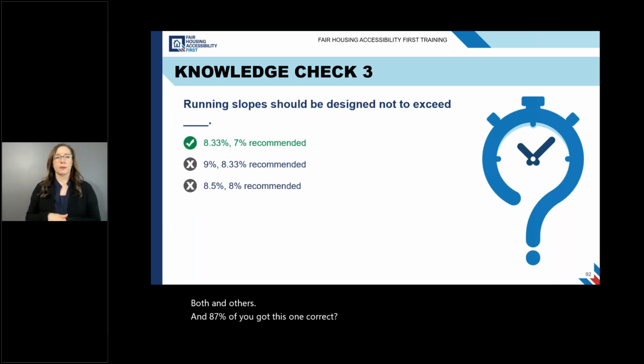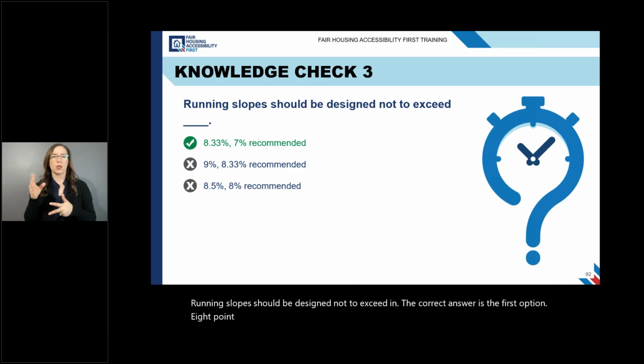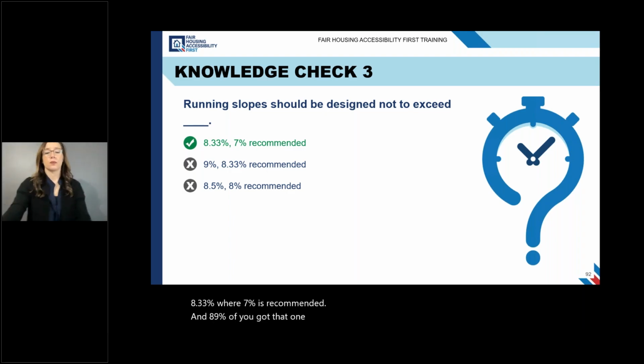Moving right along, knowledge check 3. Running slopes should be designed not to exceed, and the correct answer is the first option, 8.33%, where 7% is recommended. And 89% of you got that one correct.